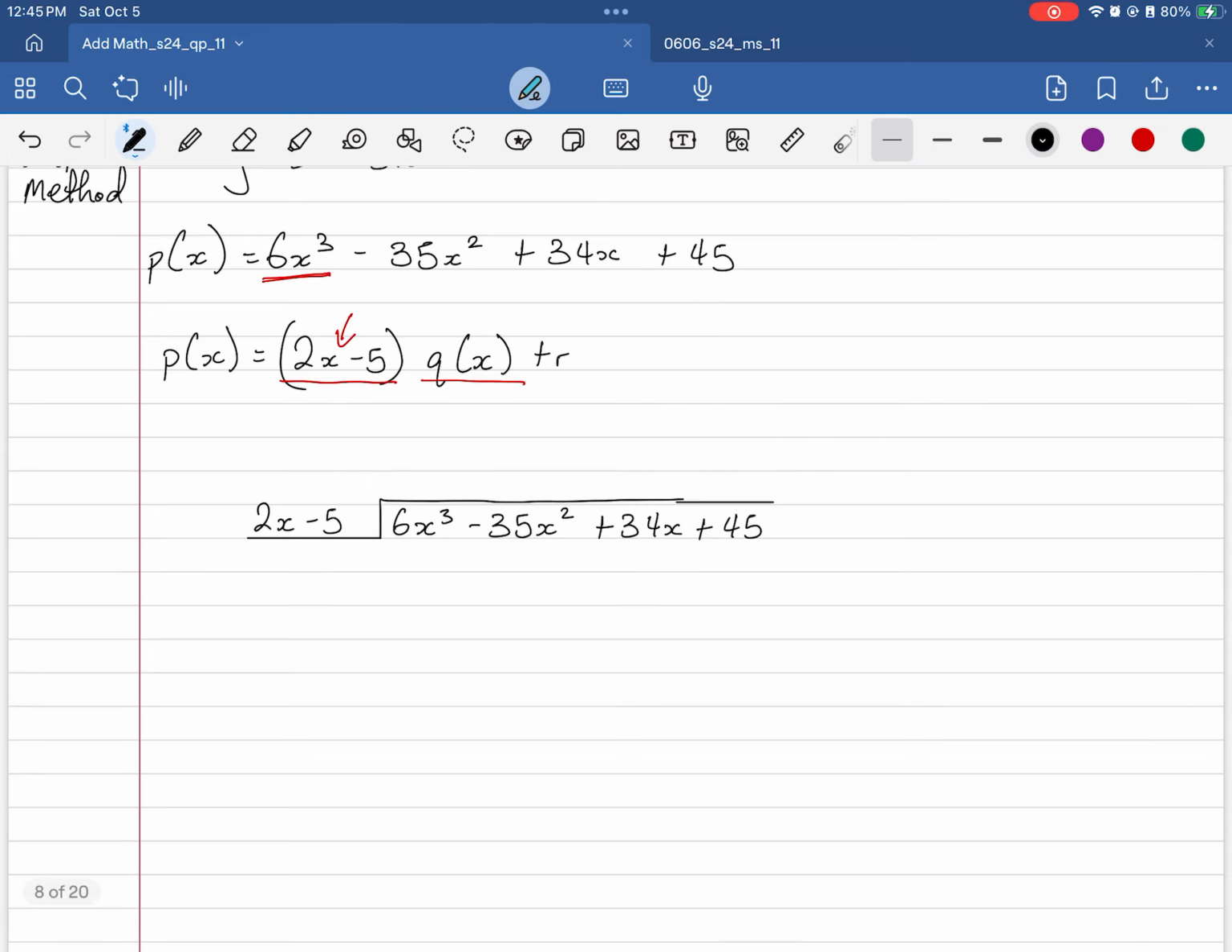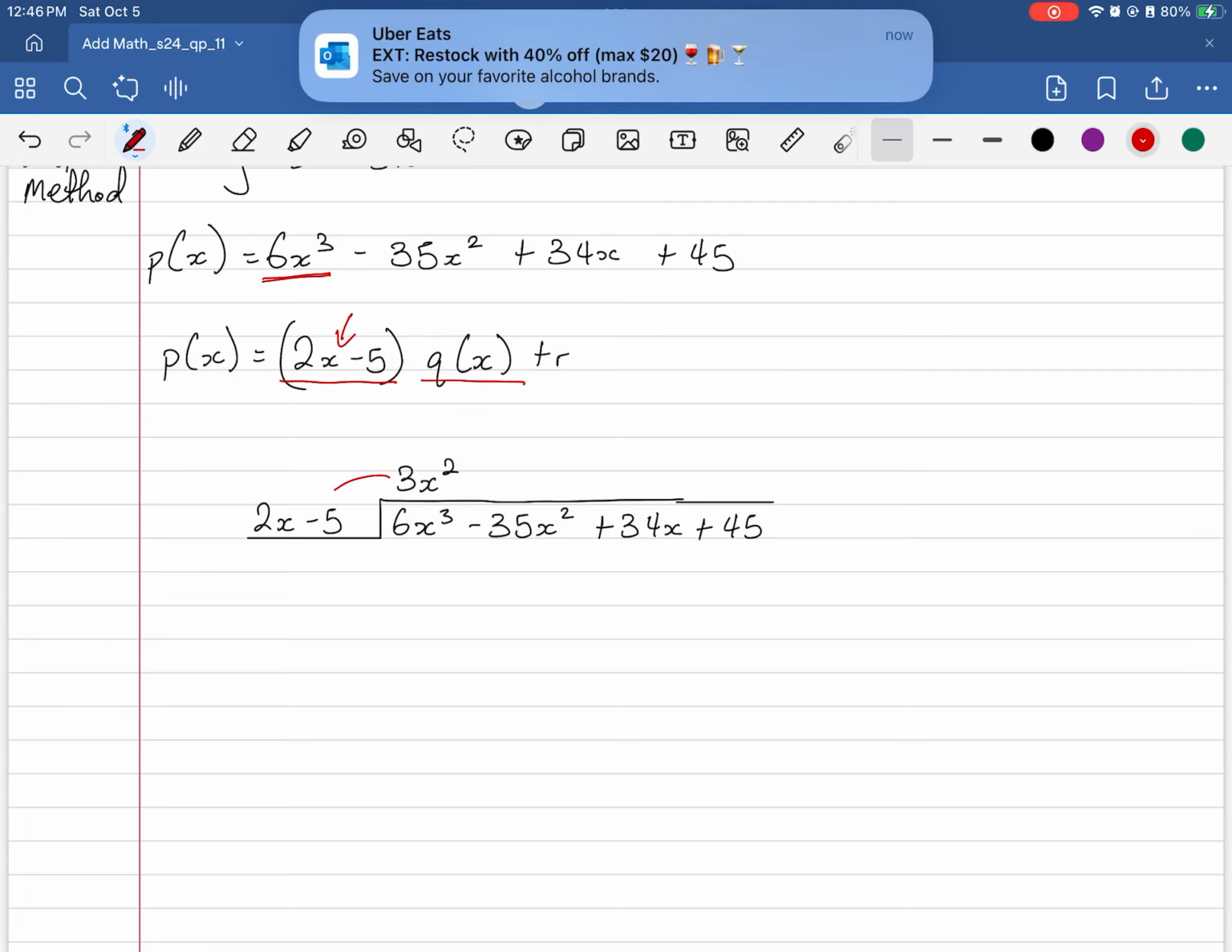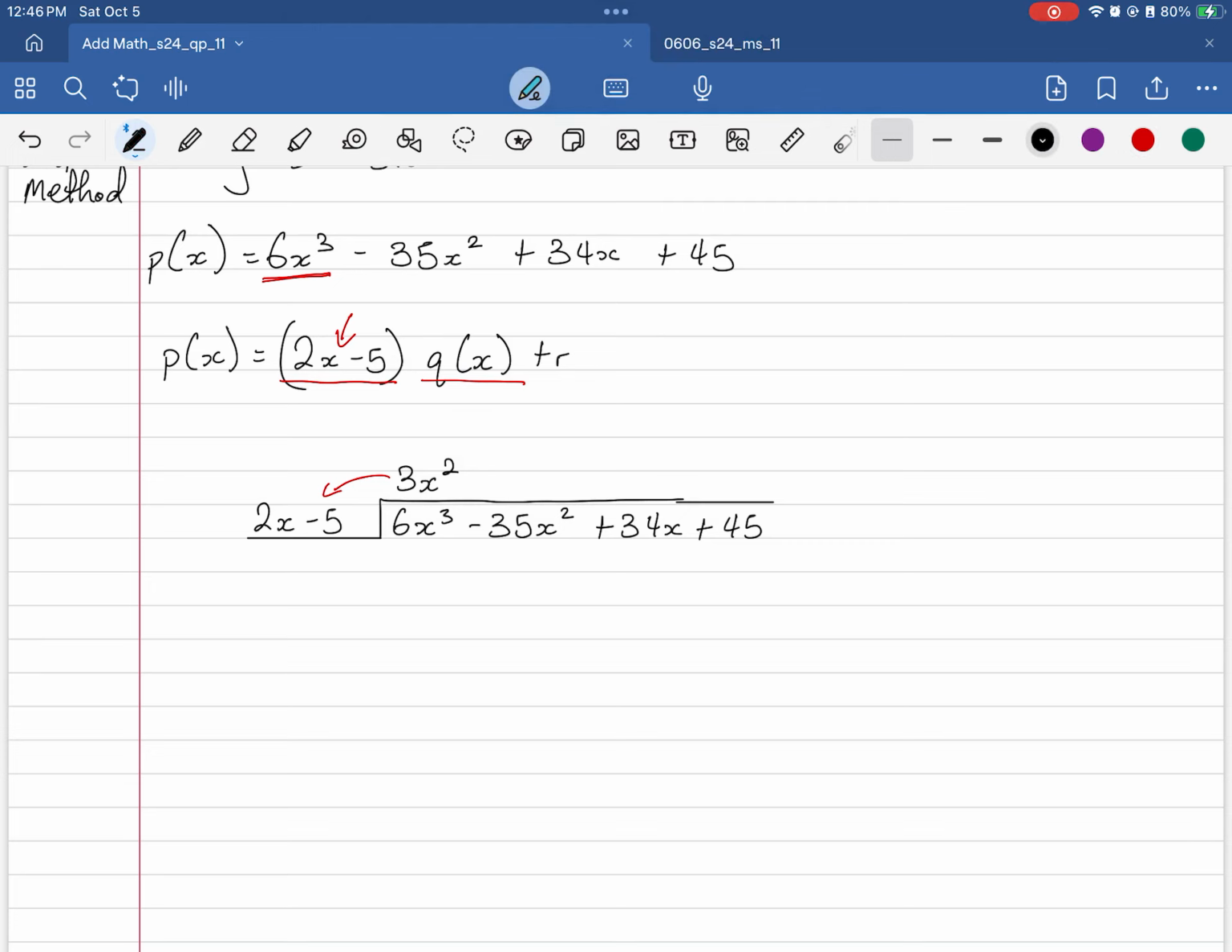Now, yes, I do remember how to do long division. I went over this myself before I started this video. So we're going to do 6x cubed divided by 2x will give us 3x squared. Now we're going to multiply this. 3x squared times 2x gives you 6x cubed. 3x squared times minus 5 will give you minus 15x squared.